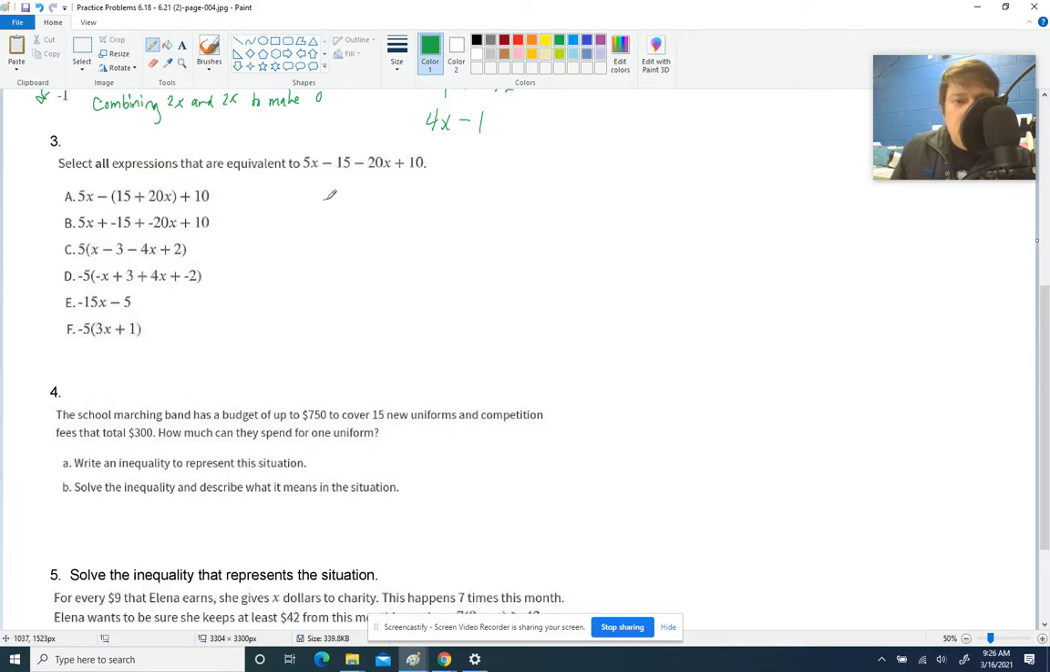If you have 5x minus the group of 15 and 20x added together plus 10, the group is being taken away. So that means it's a minus 15, which we see here. And it's also minusing a 20x, which we see here. So without the grouping, you could just write it as that minus that minus that. So A is the same thing as the original one. The group just changed it where it kind of distributed the takeaway.